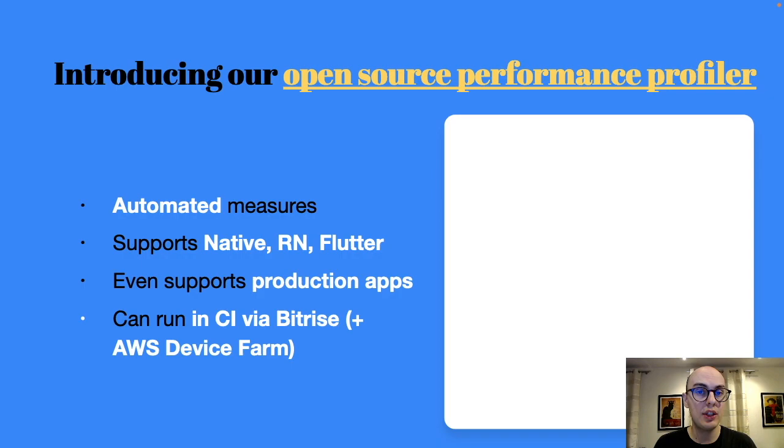And of course, it can run in CI via Bitrise, for example, on an emulator, or, well, I would strongly advise using real devices to have real performance data. We run it on AWS Device Farm, for example, because AWS Device Farm does have ADB support, and we need ADB support to run a lot of our commands, like installing the C++ profiler.